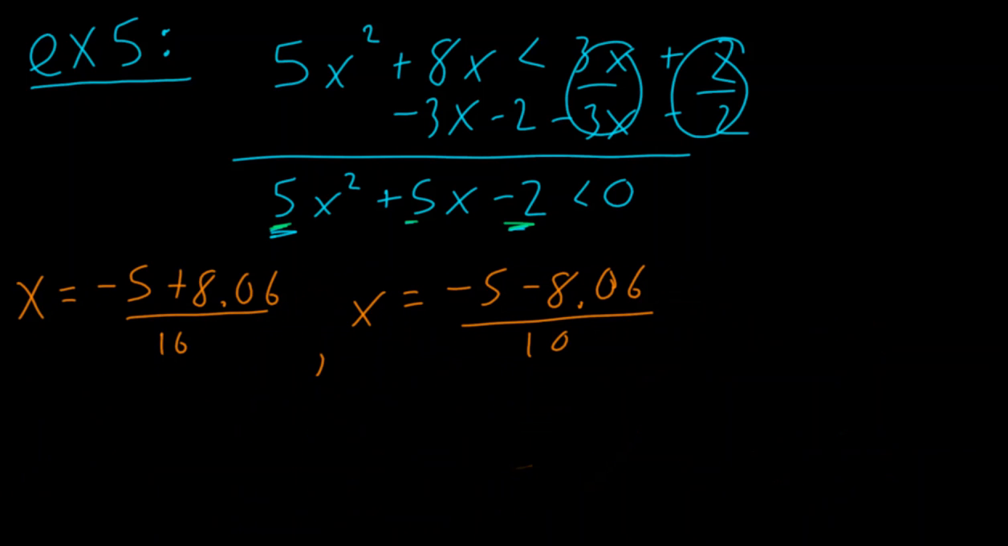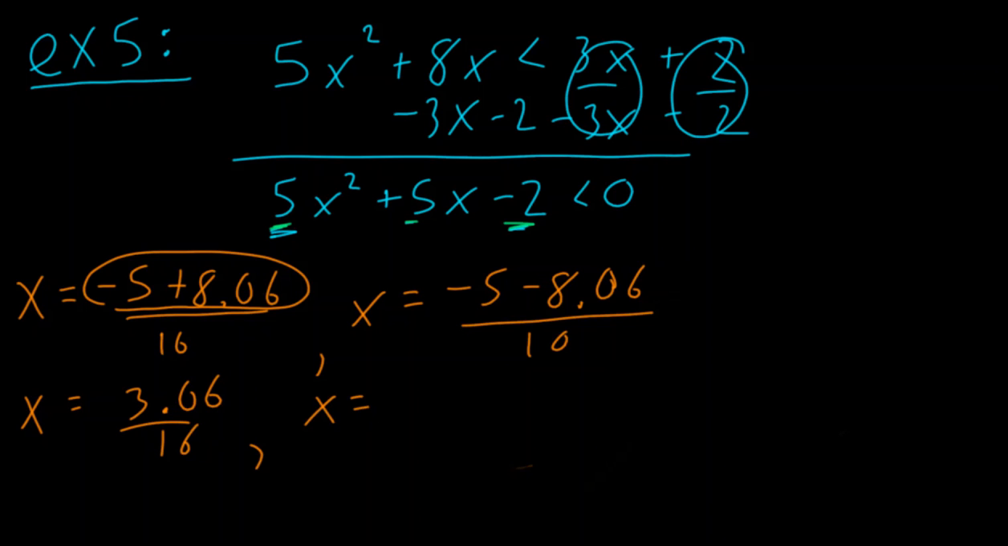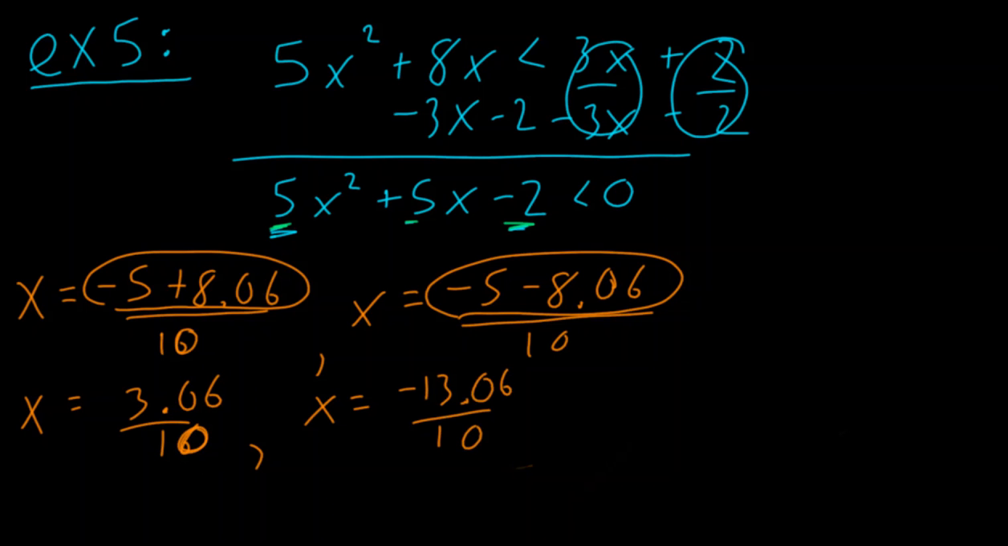Okay, so I rewrote these two solutions that we're still searching for, and now I can write x equals, what is negative 5 plus 8.06? Well, that's going to be 3.06 divided by 10. Over here, we'll have x is equal to negative 5 minus 8.06, which will give us negative 13.06, all divided by, oh, I'm sorry, that's not a 16, that is a 10, that I just wrote kind of sloppy. That's a 10, and from there, well, that's pretty easy.